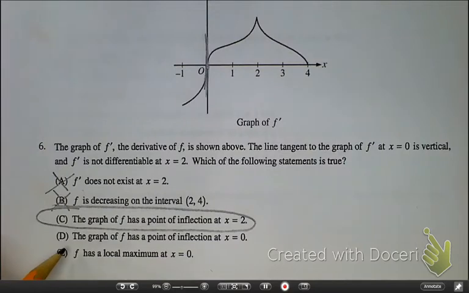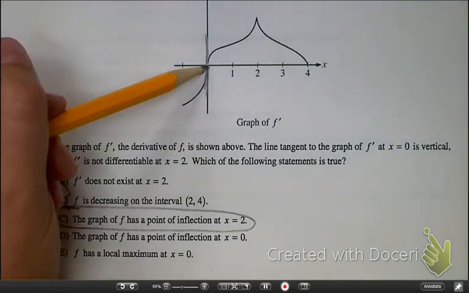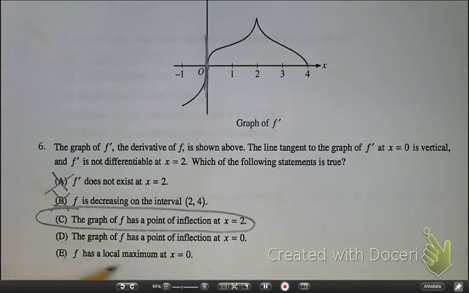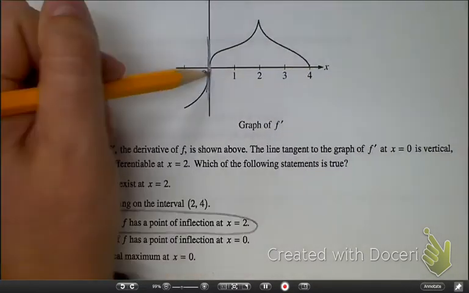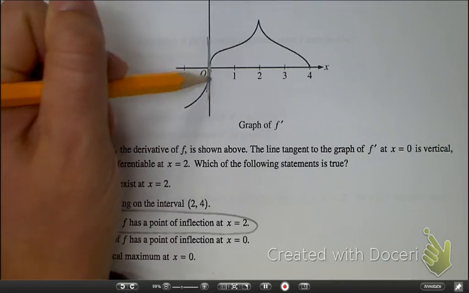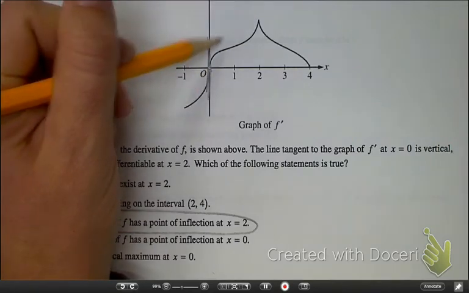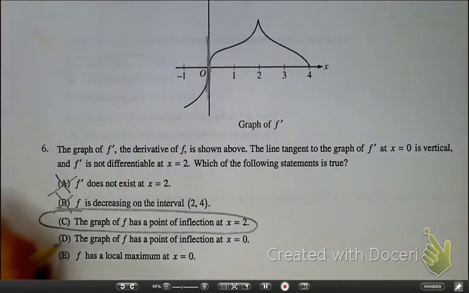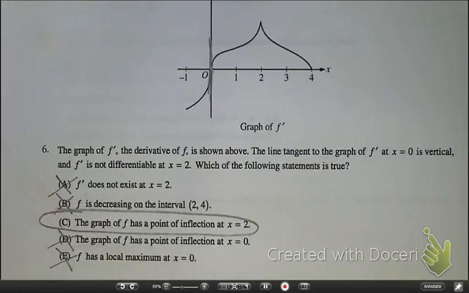Let's talk about D, make sure that we don't agree with D and E. D says the graph of f has a point of inflection at x equals 0. Nope, that's not a maximum or a minimum, so therefore the point of inflection does not exist there. And E, f has a local maximum at x equals 0. No, this is a local minimum because it's changing from negative values to positive values. That would be a local minimum at x equals 0, not a local maximum. So D and E are out. C is the only answer I agree with.